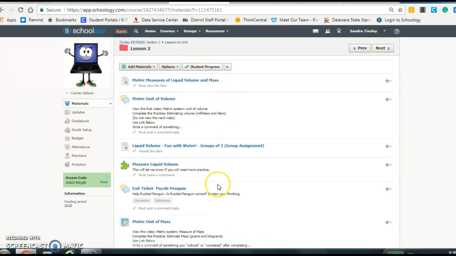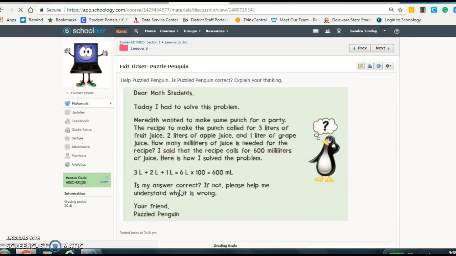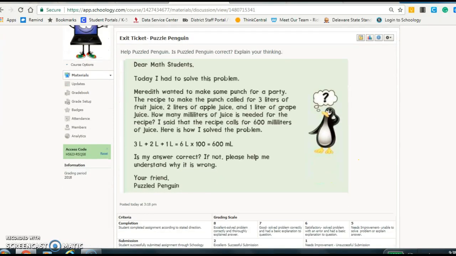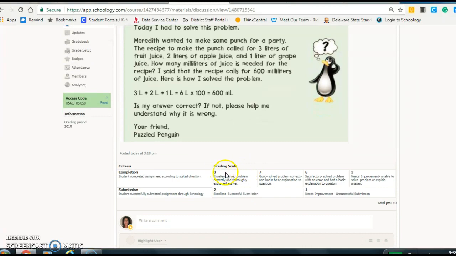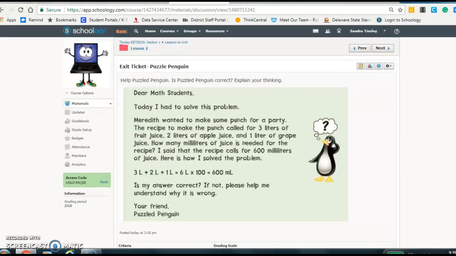After they do that assignment, they'll do an exit ticket with Puzzle Penguin if they feel ready. This exit ticket has a 10-point grading scale where excellent means they solved the problem correctly, thoroughly explained their answer, and were able to submit it to me.